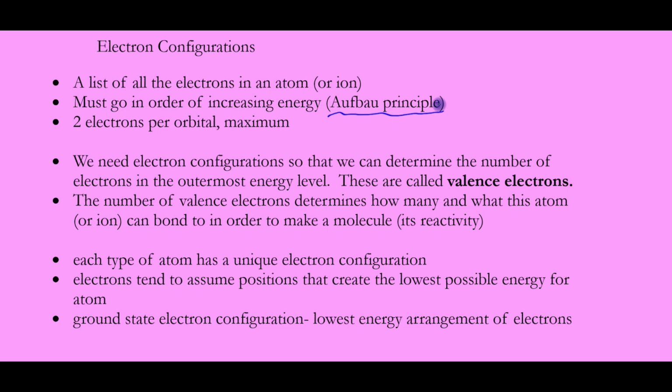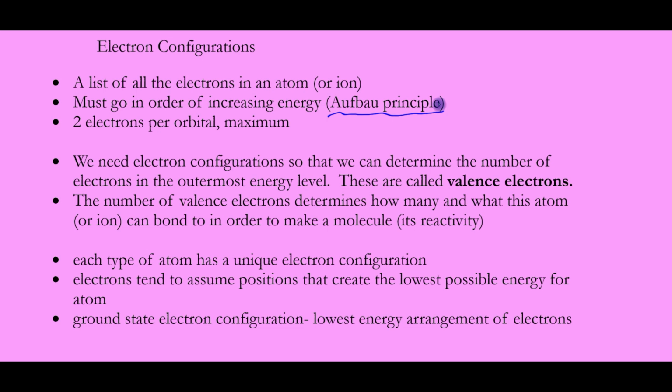Why do we care about electron configurations? We need to determine the number of valence electrons. Valence electrons are electrons in the s and the p orbitals of the outermost energy level. Those valence electrons will help us determine what the atom is going to do when it reacts and how it can bond. Every atom has its own unique electron configuration.